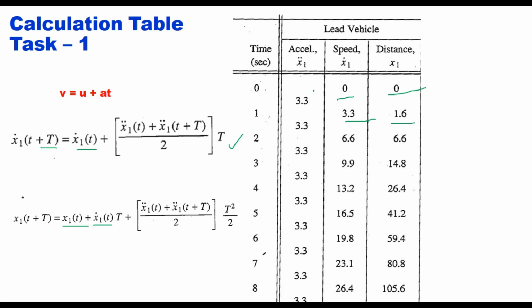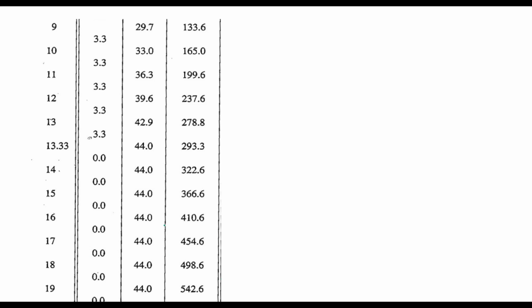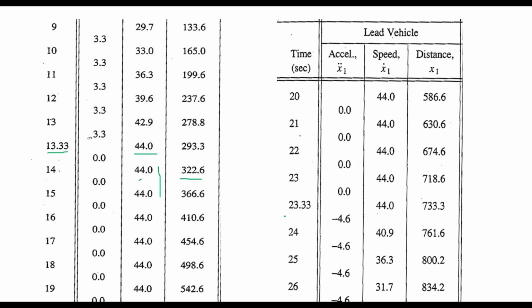Similarly, you can calculate acceleration at different time intervals and speed. When you see that speed has reached 44 feet per second, this speed reaches 44 feet per second at 13.33 seconds. After that, acceleration is 0, speed is constant, and therefore distance will increase at a rate of 44 feet every second. It will continue for the next 10 seconds, so up to 23.3 seconds, this will be the speed.